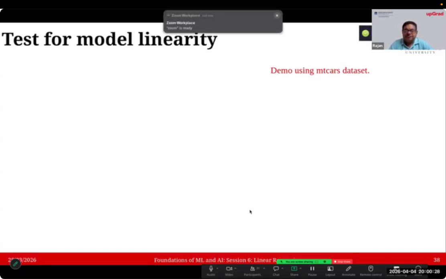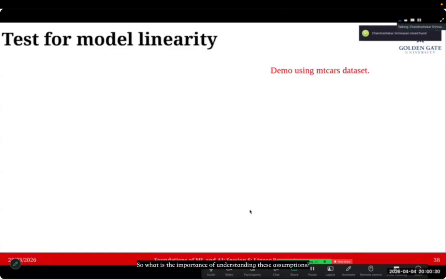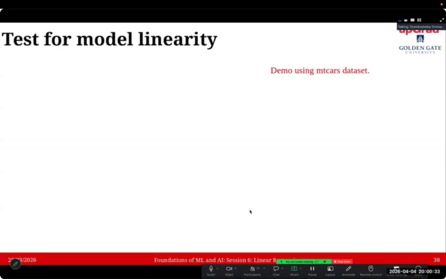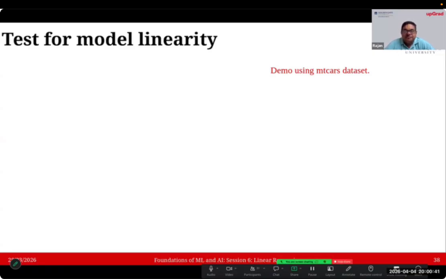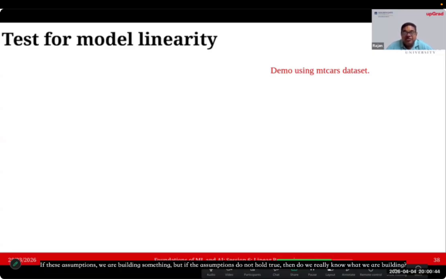Chandrasekhar, please go ahead. What is the importance of understanding these assumptions? Because if these assumptions fail, then we don't know what we are building. If the assumptions don't hold true, then do we really know what we are building?